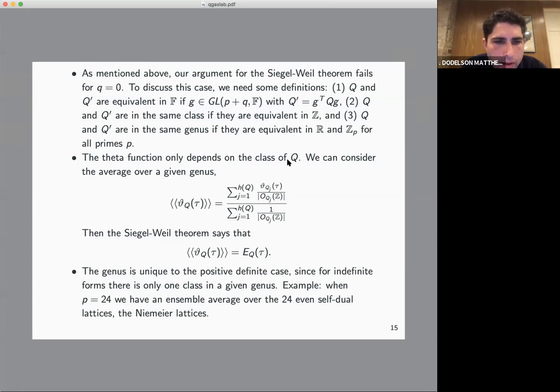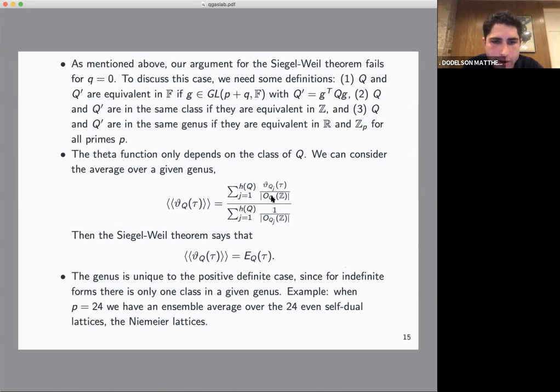Sorry, that's a typo. Sorry. No, that's right. The theta function only depends on the class of Q. And so we can average the theta function over a given genus, and so we have a certain number of classes in the genus, and we can consider this ensemble average. So here, this denominator is the order of the orthogonal group of Q over Z, and so it's just weighting the theta function by the order of its automorphism group.